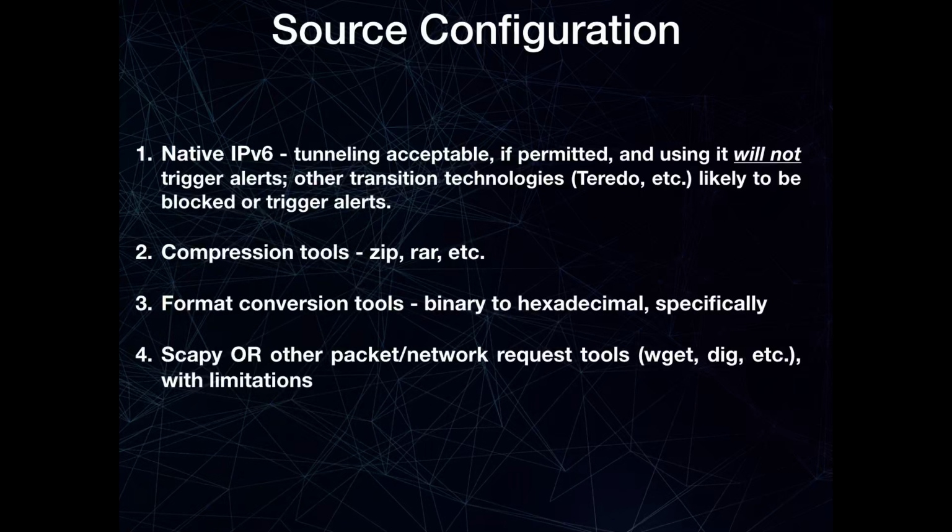You'll need compression tools. Unless you're sending small messages like I just sent up here, if you're going to send like a 10 meg file, you really need to shrink it down so you're not spending weeks sending this data. You'll need format conversion tools because once you compress, it's now binary data. So we need to get it into a base 16 format. And then you need a tool like Scapy, which is a framework that allows you to craft arbitrary packets. Or you could use tools like wget and dig and just make requests to those destination addresses.